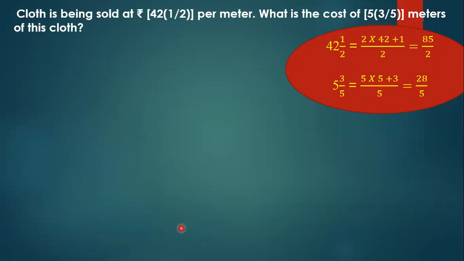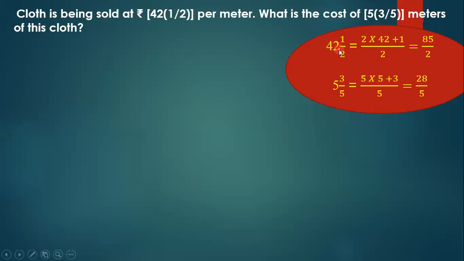Next we have: cloth is being sold at the rate of rupees 42 1 by 2 per meter. What is the cost of 5 3 by 5 meters of this cloth? I will decide later whether I have to multiply or divide. As soon as I spot a mixed fraction in the question, the very first thing I prefer doing is converting it into an improper fraction. Keep this in your mind.